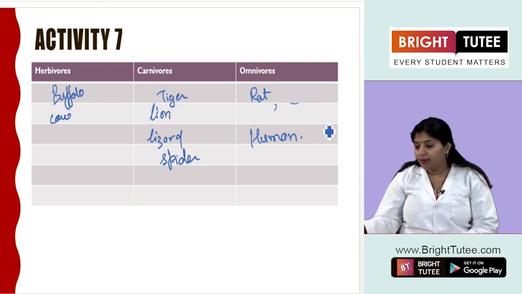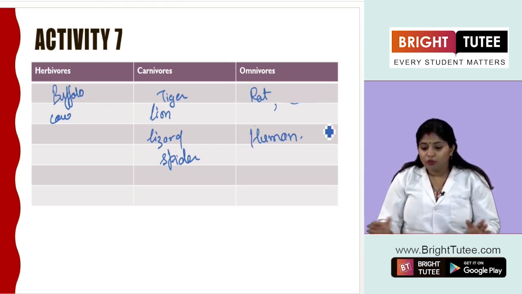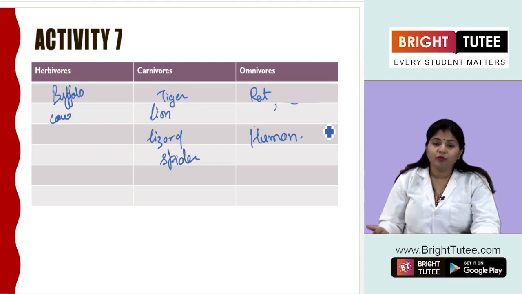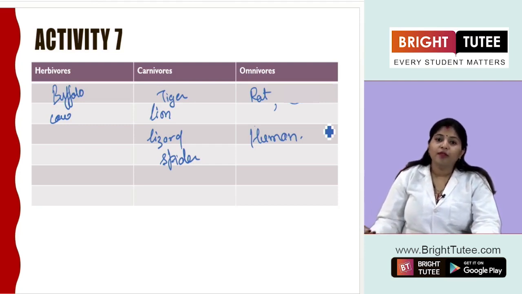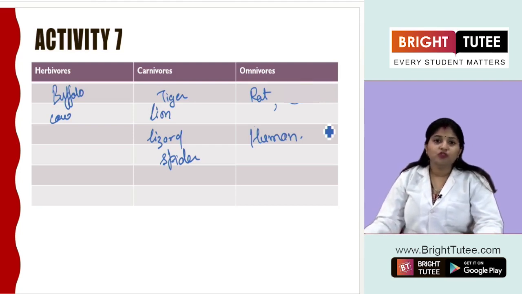I hope you were able to understand this particular chapter and the different terms associated with it, that is herbivore, carnivore, omnivore, and then different plant products and animal products, and so on and so forth. I hope you were able to enjoy the chapter with me.